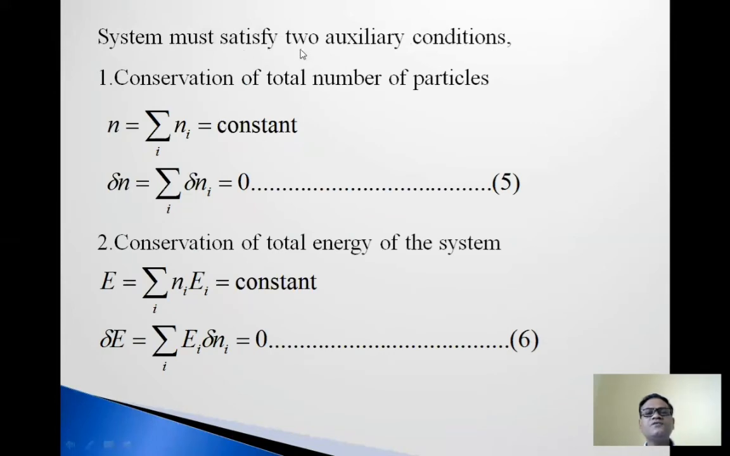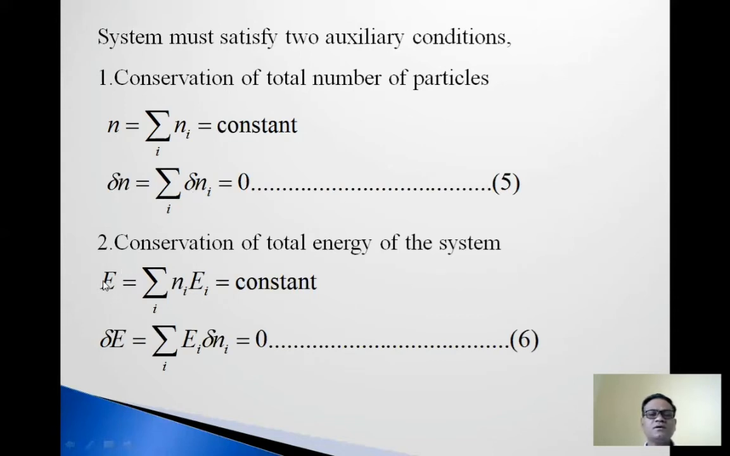The system must satisfy two auxiliary conditions, which are the first, conservation of total number of particles, second, conservation of total energy of the system. So we will take first. So number of particles n is equal to summation i ni is constant. So differential of this is delta n is equal to summation i delta ni is zero. Differential of constant is zero, equation 5.